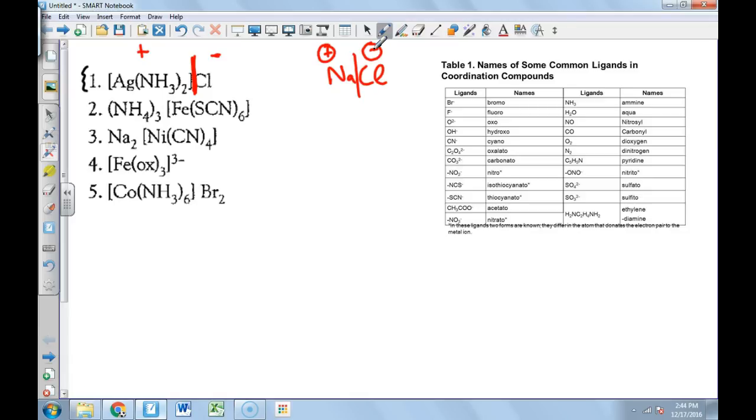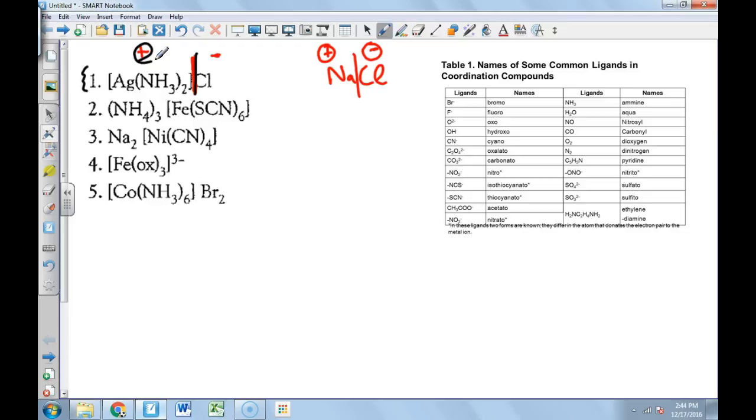Now there are some special rules about naming the positive side of a coordination compound, and if the negative side is a coordination compound, if that has a metal in it as well, then we have to follow those rules. So let's just get started, because I think that by example we kind of see what's going on. We're going to split this compound in half, and we're going to name the positive side first.